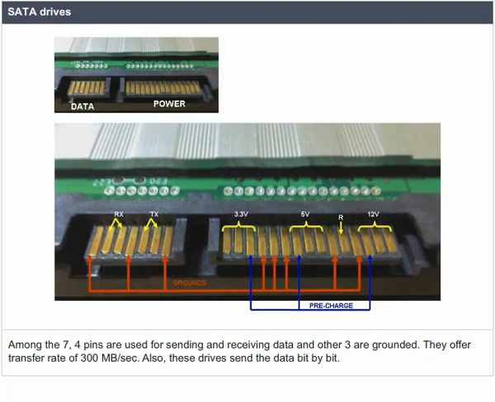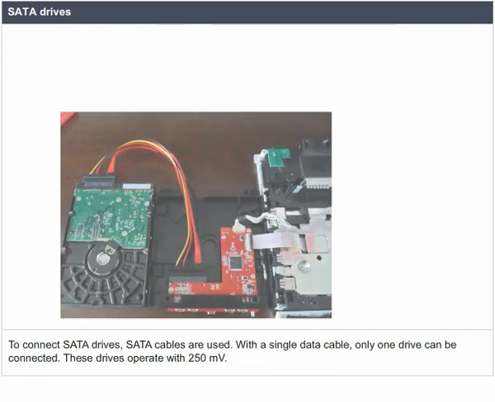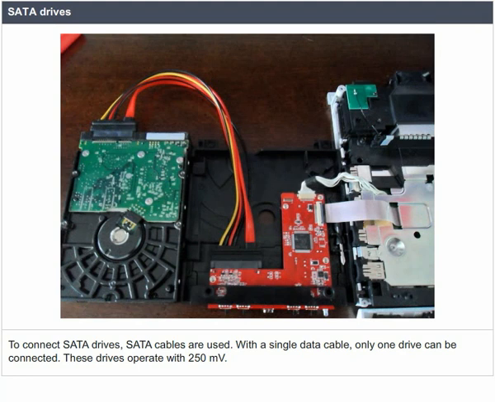Among the 7 pins, 4 are used for sending and receiving data, and the other 3 are grounded. They offer a transfer rate of 300 MB per second. Also, these drives send the data bit by bit. To connect SATA drives, SATA cables are used. With a single data cable, only one drive can be connected. These drives operate with 250 millivolts.